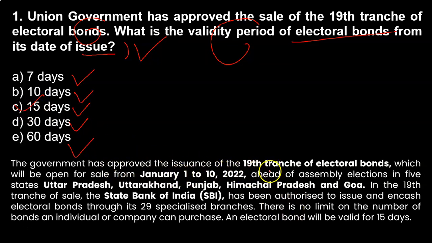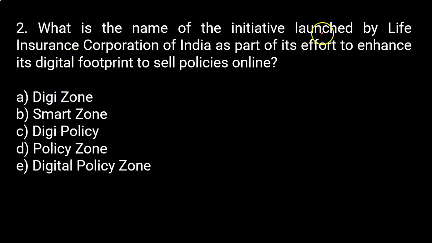The government has approved the issuance of this 90th tranche of electoral bonds, which will be open for sale from 1st to 10th January 2022, ahead of the assembly elections in 5 states: Uttar Pradesh, Uttarakhand, Punjab, Himachal Pradesh and Goa. In the 90th tranche of sale, the State Bank of India has been authorized to issue and cash electoral bonds through its 29 specialized branches. There is no limit on the number of bonds an individual or company can purchase, but an electoral bond will be valid only for 15 days. So answer is C.